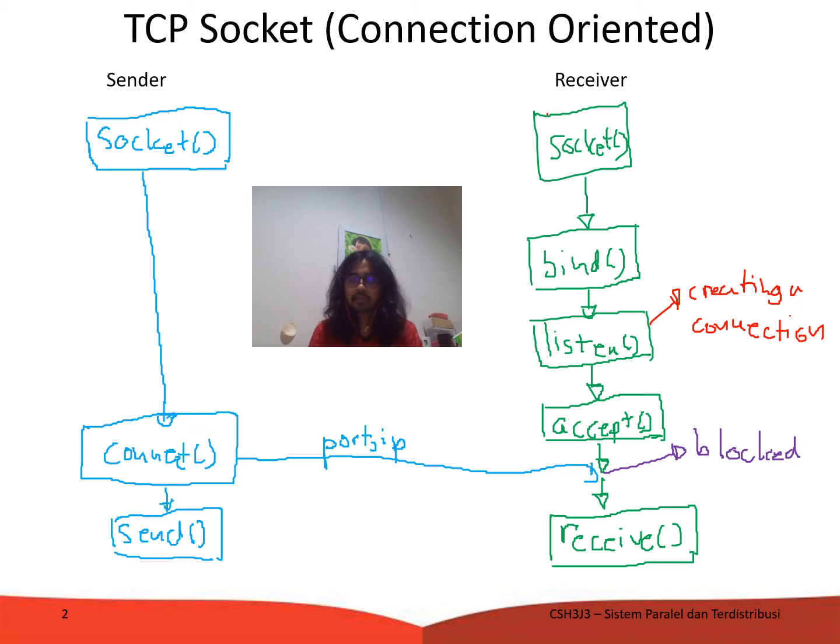Here it is blocked first for the second time. And here the data is sent. The message is sent to the receiver.